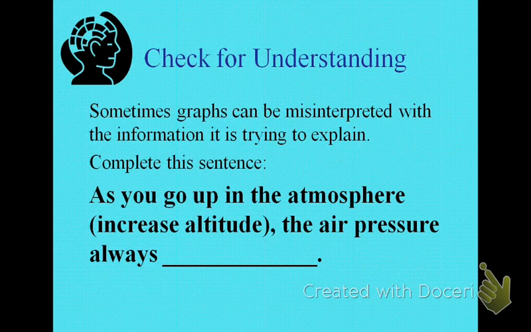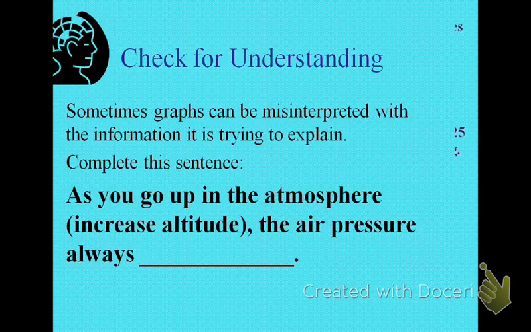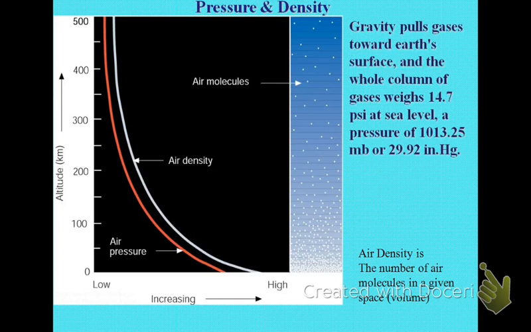Sometimes graphs can be misinterpreted with the information that they're trying to explain. Pictures are always worth 1,000 words. Graphs definitely are too. According to that graph, as you go up in the atmosphere or increase in altitude, the air pressure always does what? You think the air pressure increases as you go up in your altitude? So I'm going to go back to that slide and let's see. You think it goes down?